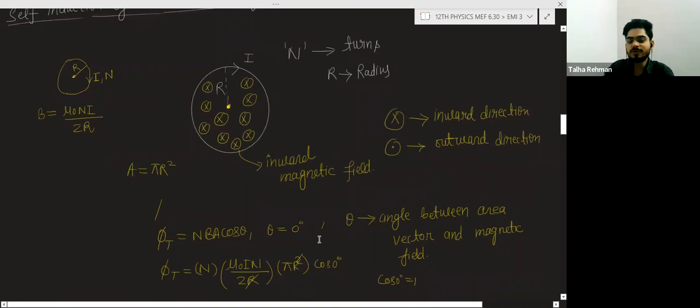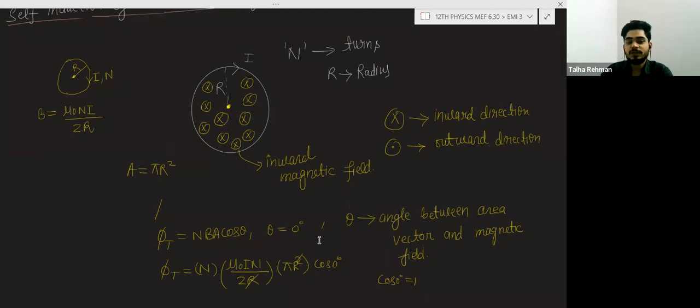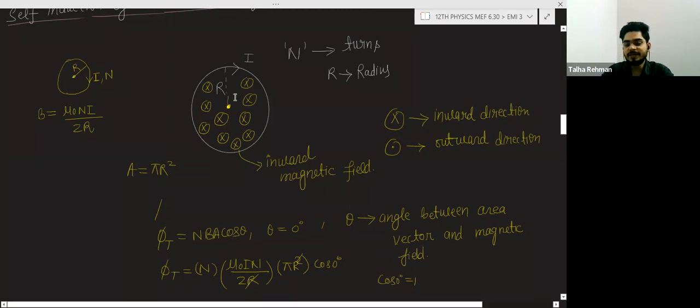Why will theta be 0? Because theta is the angle between the magnetic field and the area vector. I have told you many times. Here your area vector will be perpendicular to this coil, and the magnetic field is also perpendicular to this coil in the inward direction. You can take the area vector in the inward direction. So that is why the angle theta is equal to 0 degrees.